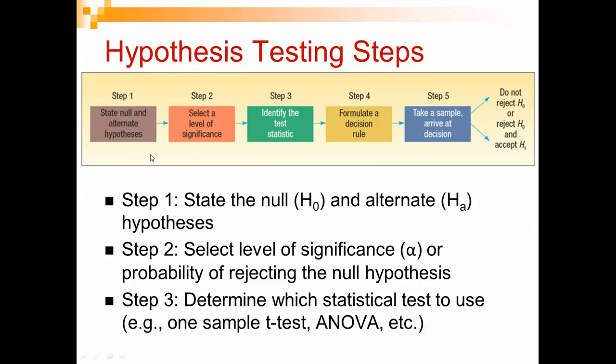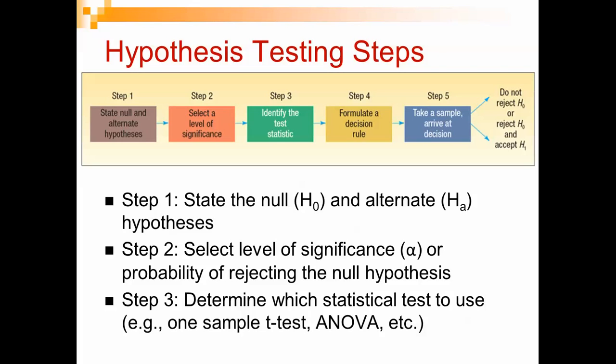So step one, state the null hypothesis and alternate hypotheses. And then the other way that I describe it, the null is where we're going to assume that nothing is going on. And then the alternate is, what do you expect to get if something is going on?